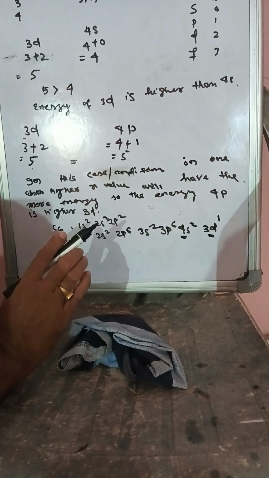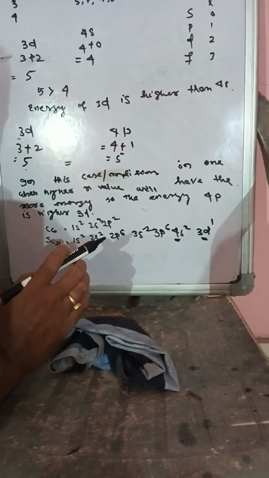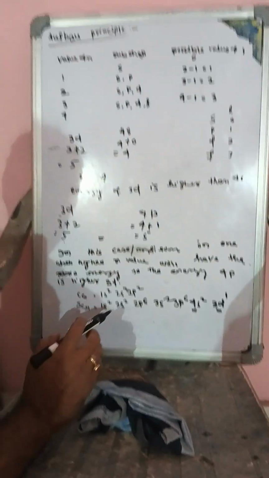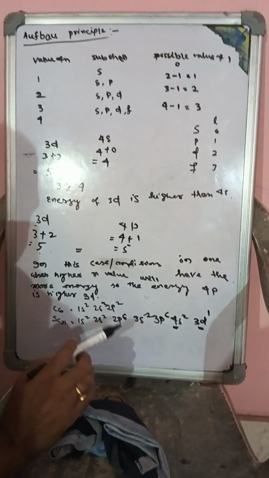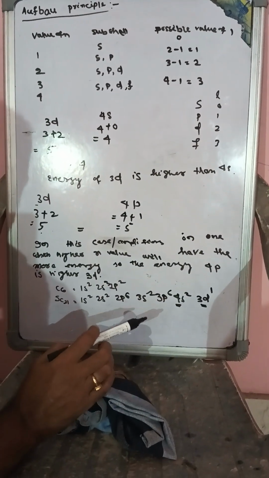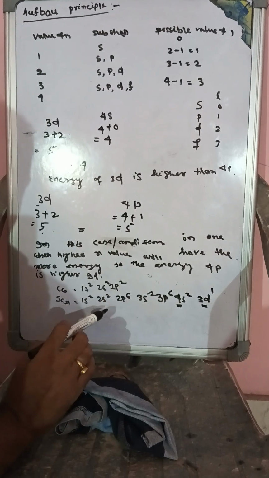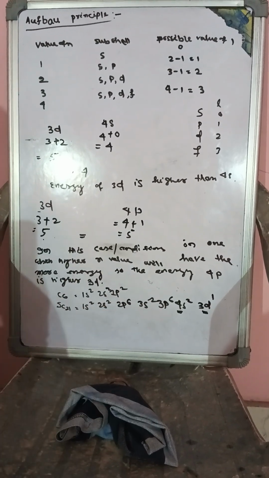Orbitals are filled in increasing order of their energies, and electrons enter the lower energy orbital first. That is the Aufbau principle. Thank you.